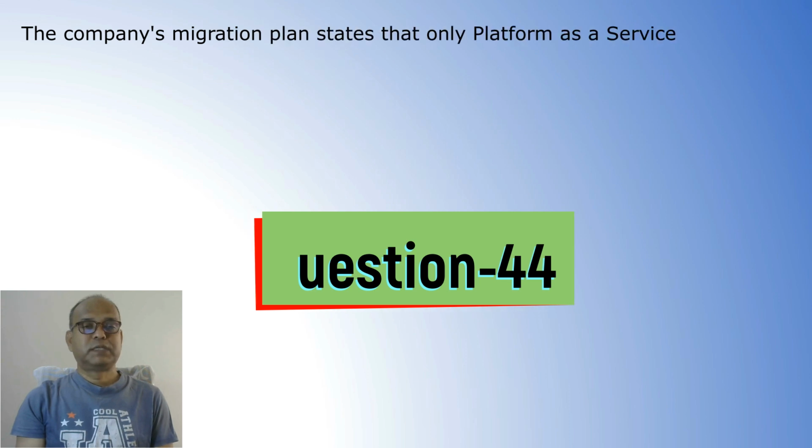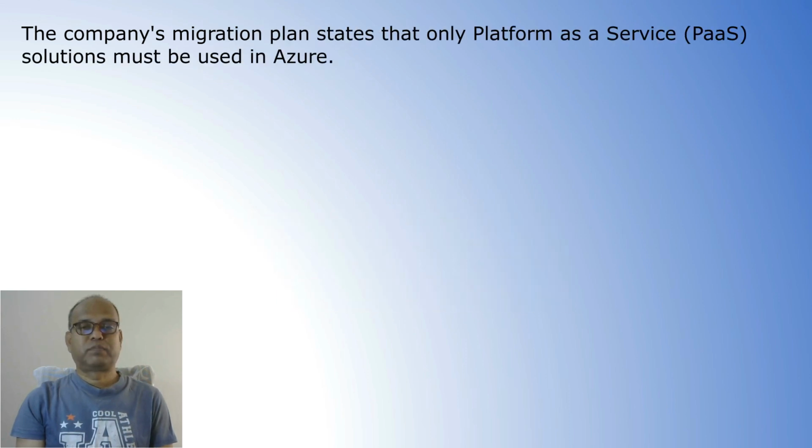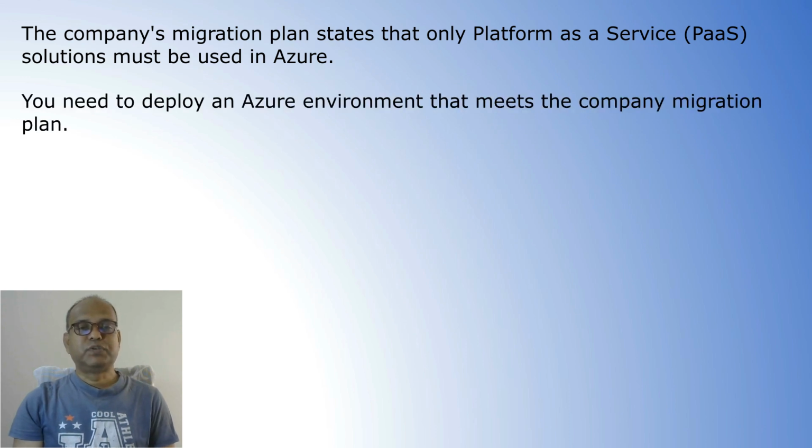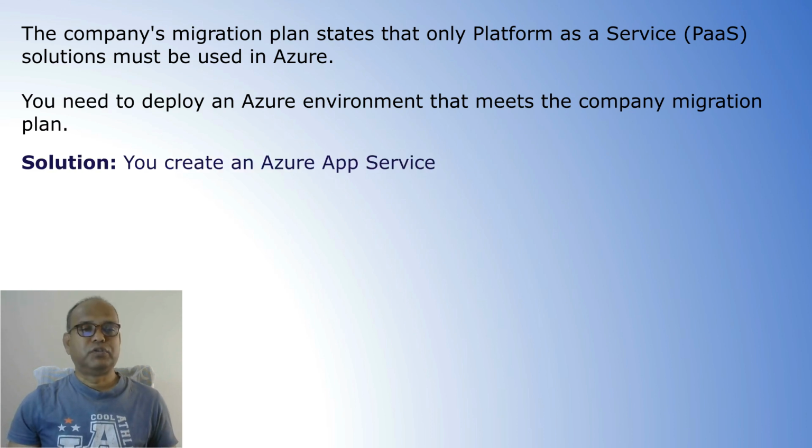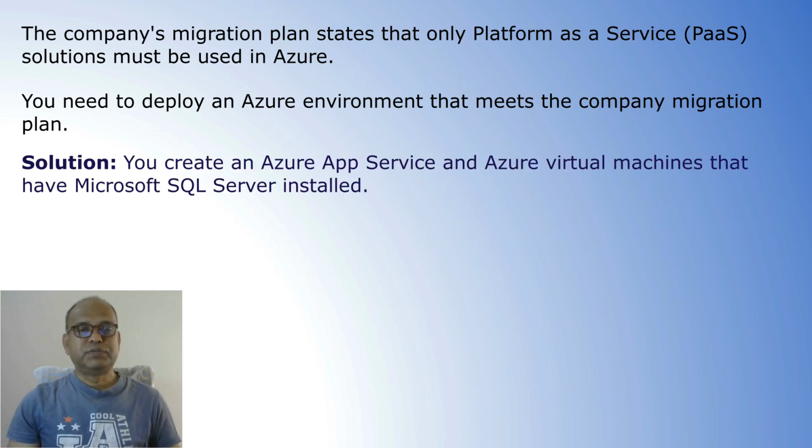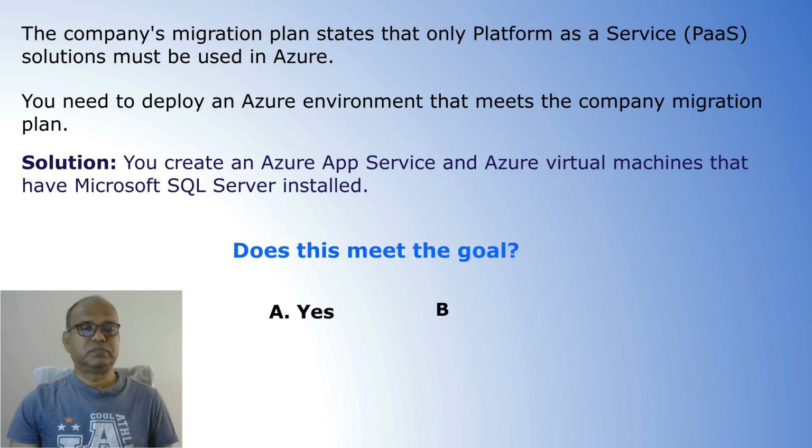The company's migration plan states that only platform as a service (PaaS) solutions must be used in Azure. You need to deploy an Azure environment that meets the company migration plan. Solution: You create an Azure App Service and Azure virtual machines that have a Microsoft SQL Server installed. Does this meet the goal? Option A, yes. Option B, no.